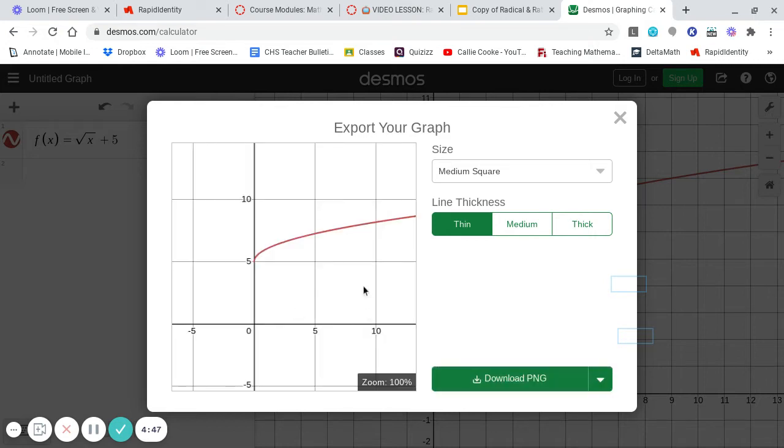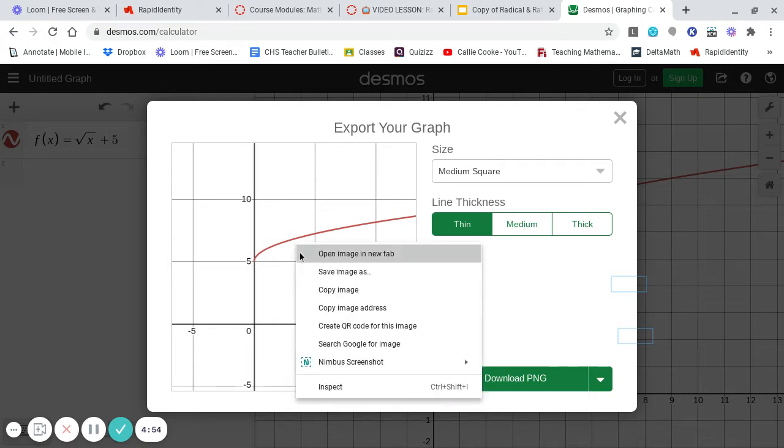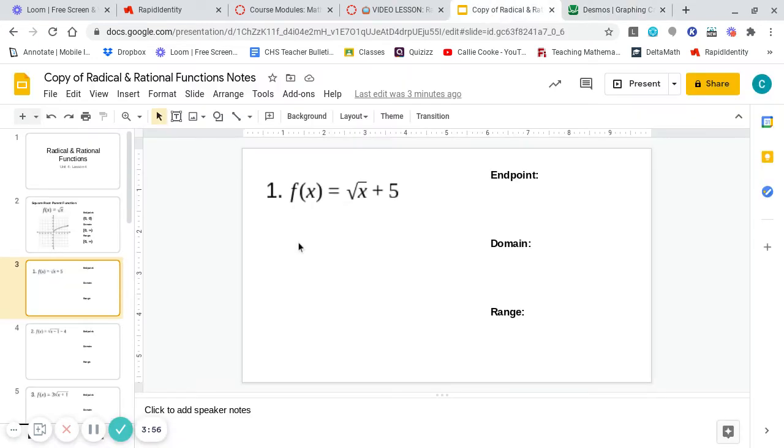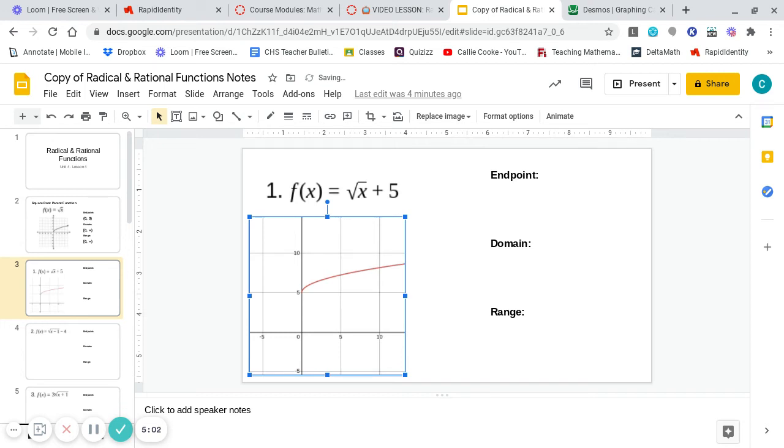All right, so, any kind of picture is fine. I'll be able to tell where that endpoint is. That's the main thing that we need to see. You can right-click and just copy the image. And then I could Control-V, paste right here, okay?